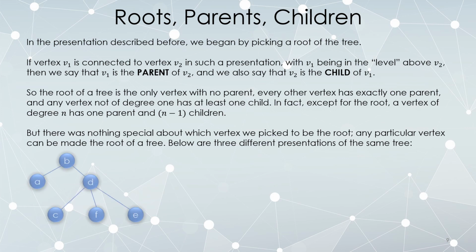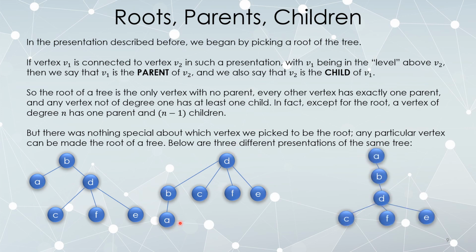So the same tree from before was originally presented like this. If we root it at vertex D, we would get this presentation. And you can see from this picture, D is connected to B, C, F, and E, and then B is connected to A. Could have also drawn it like this. A is connected to B, to D, to C, F, E.